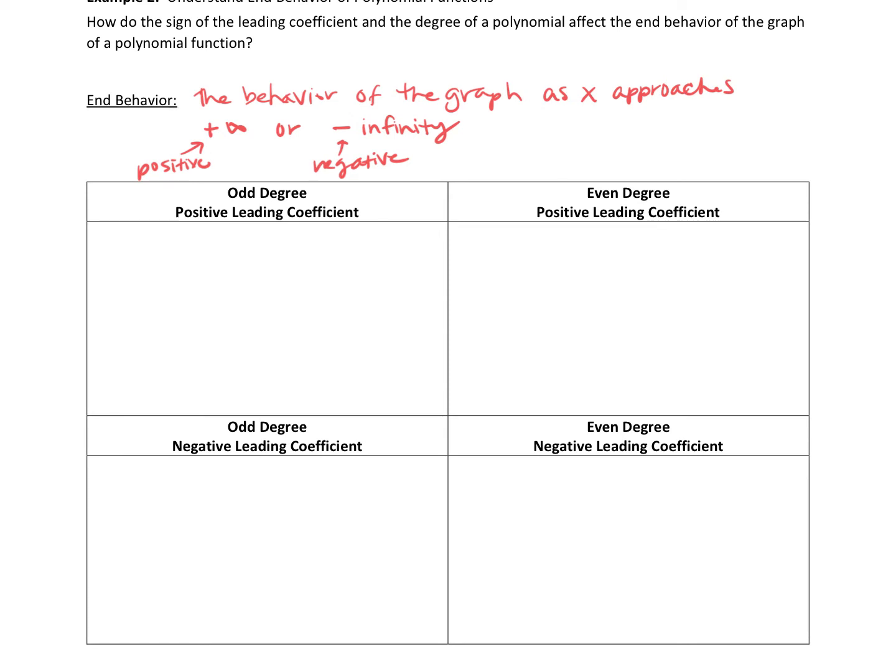So if you have an odd degree and you have a positive leading coefficient. So for example, if your equation is f of x equals an odd degree and a positive leading coefficient, so it could be 2x to the first power. Or it could be f of x equals 5x to the third power. The degree is odd. This is raised to the first power. This is raised to the third. And your leading coefficient is positive. It's a positive 2, a positive 5.